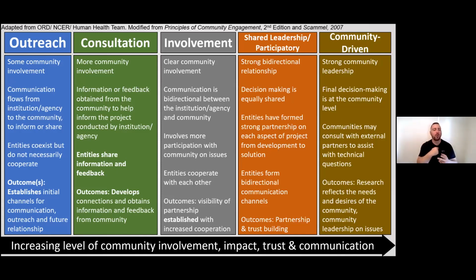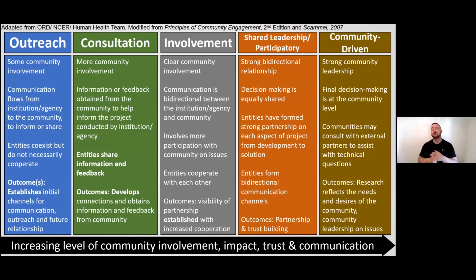When you look at consultation, you have more community involvement. You'll get more information. You start creating a feedback loop between the researcher and the community members. Then you get to involvement. You have clear, defined roles and responsibilities, and clear feedback loops. In many cases, involvement is when you may have a community advisory board or a technical advisory group that provides feedback to a research project. Then for us, the gold standards are really participatory research and community-driven research.